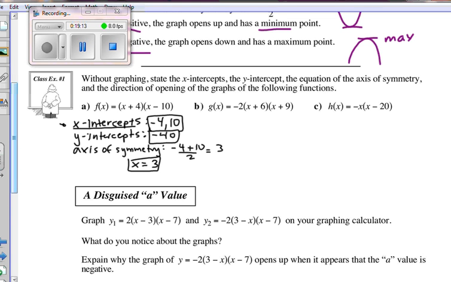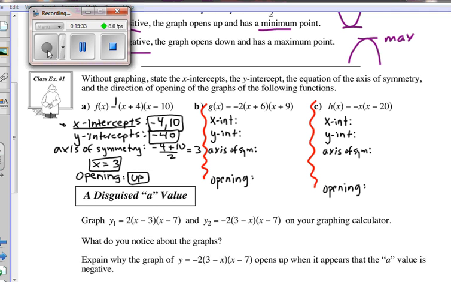And last, the direction of the opening? Opening up. Why is it up? Positive A value in front of the brackets. This is a positive A. Okay, why don't you try, let's do B. You try B. Okay, what's your x-intercept? -6 and -9. Y-intercept?